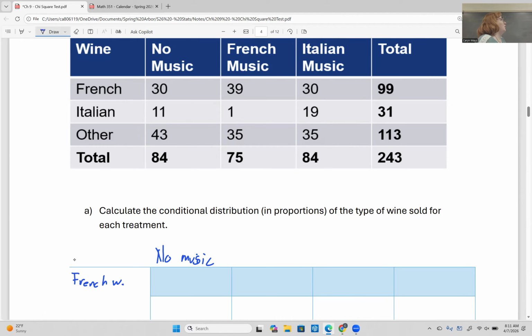I wanted to know what proportion of French wine is purchased when no music is playing. How do I calculate that? 30/84. Yeah, 30/84. That calculates out to be 0.35.